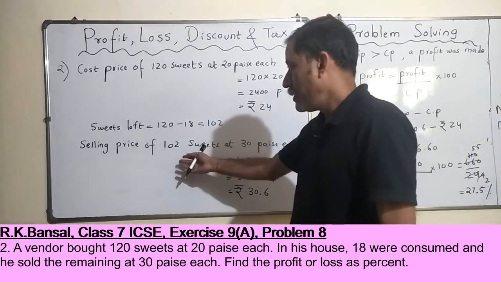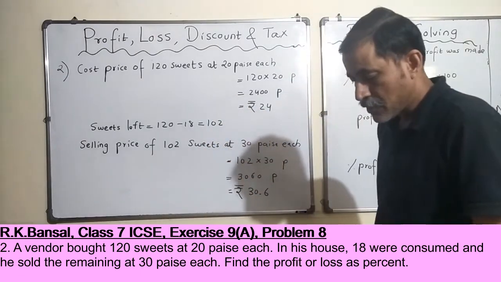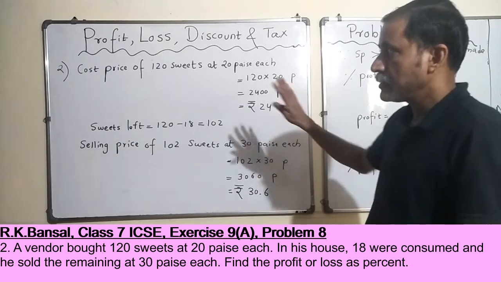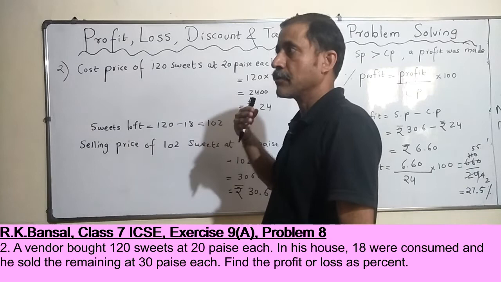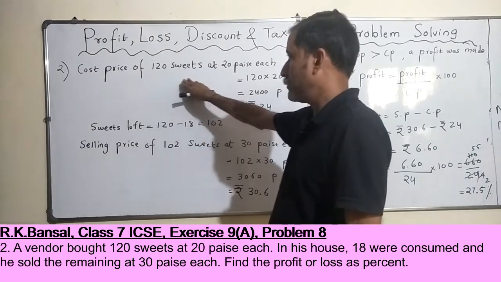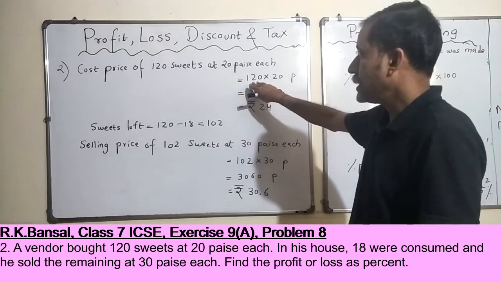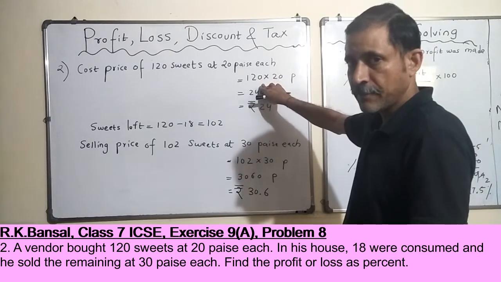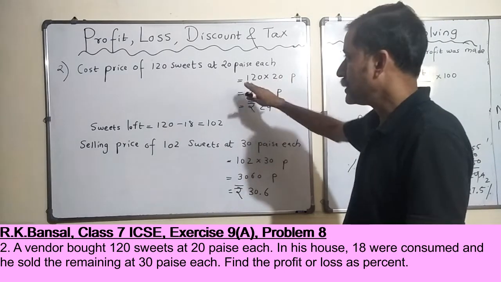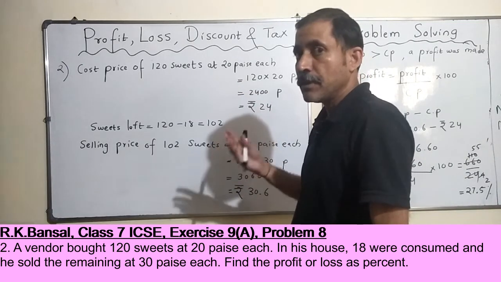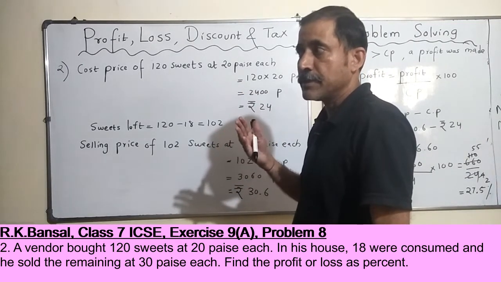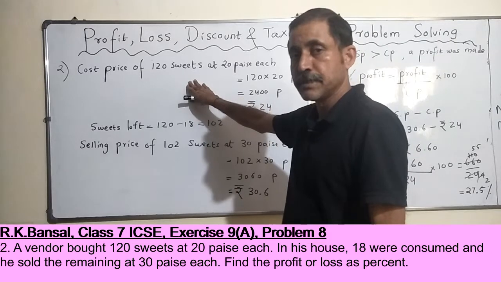Now there are some students who are asking, sir, he bought 120 sweets, okay, and his children or rather whoever ended up eating some 18 sweets. So should we consider the price of 120 sweets cost price, or should we consider the cost price of 102 sweets, right? So should I multiply this with 120, or I should multiply this with 102, because eventually he ended up selling only 102 sweets. So should I only consider the cost price of 102 sweets?